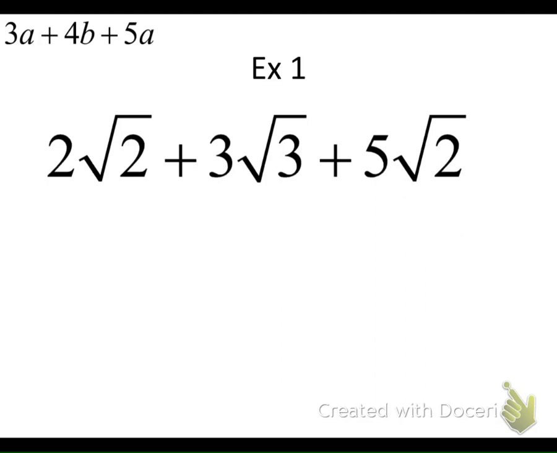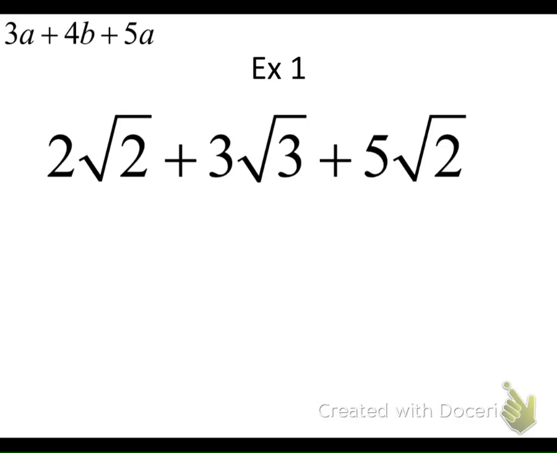Deontay? The first and then the last, the 5 square. Okay, so Deontay went ahead and identified what our like terms were here: the 2 square root 2 and the 5 square root 2. What did you use to identify that they were like terms? Did you use the coefficient, which is the outside number, or the radicand, which is the inside number?